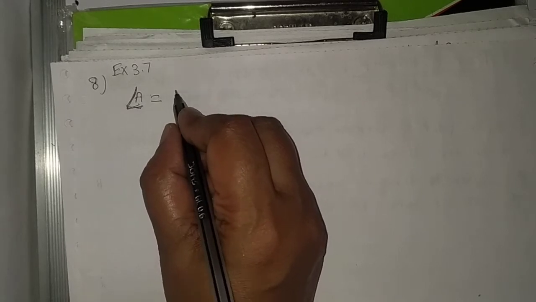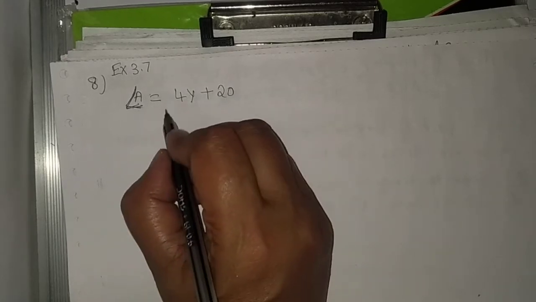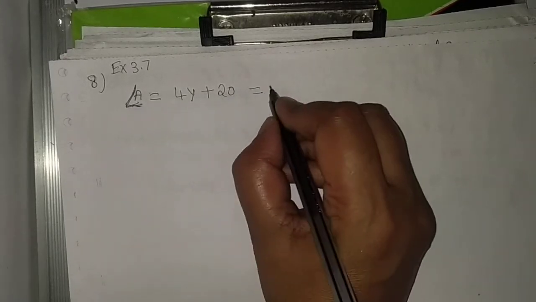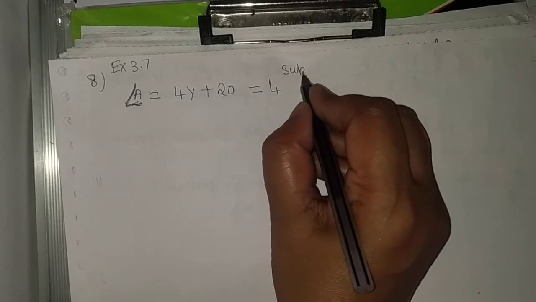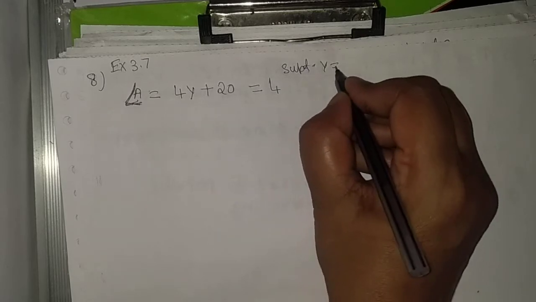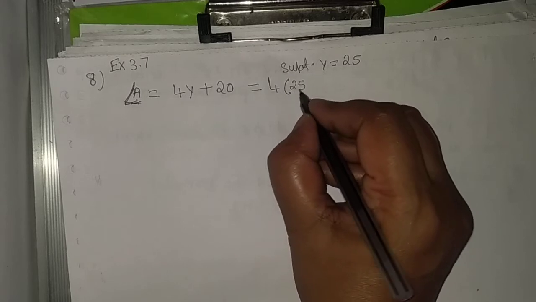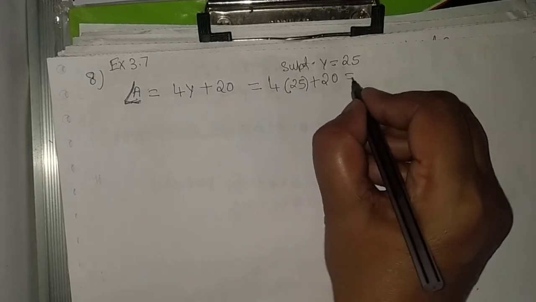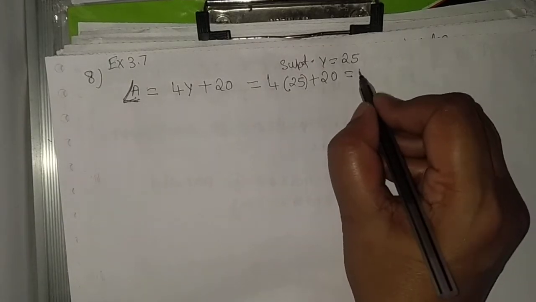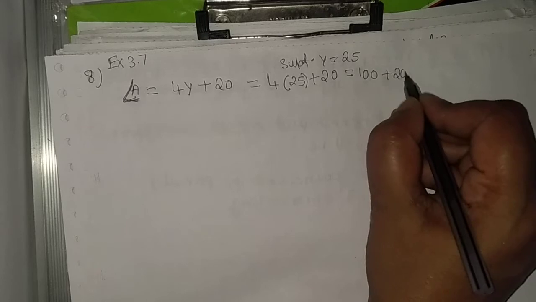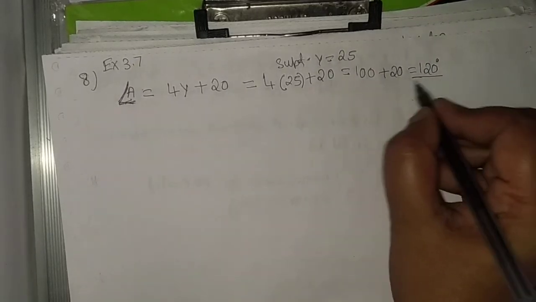Now I am continuing. So 4y plus 20 was the expression given for the angle A. So what we have to do is substitute y here. So substitute y is equal to 25 in this expression. 4 into 25 will become 100. 100 plus 20 is equal to 120 is the answer. This is the angle A.